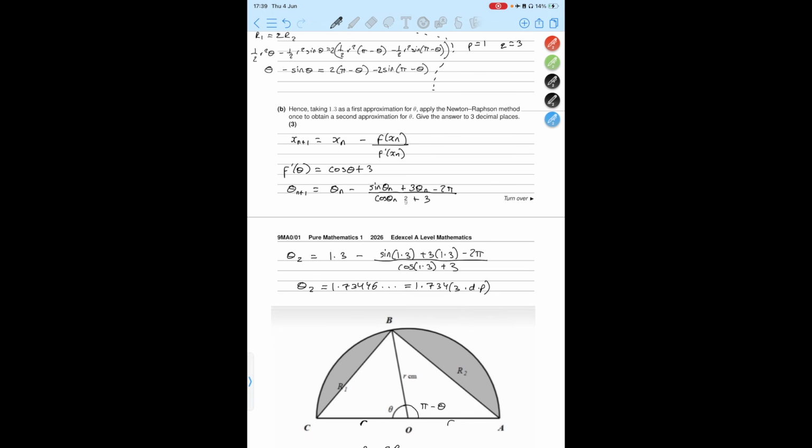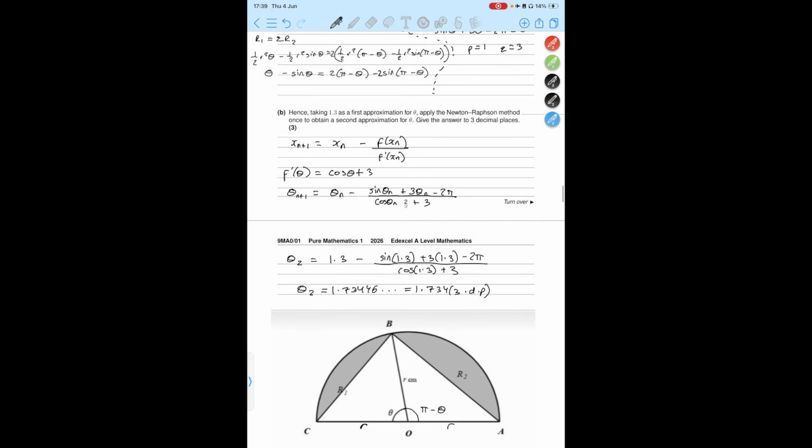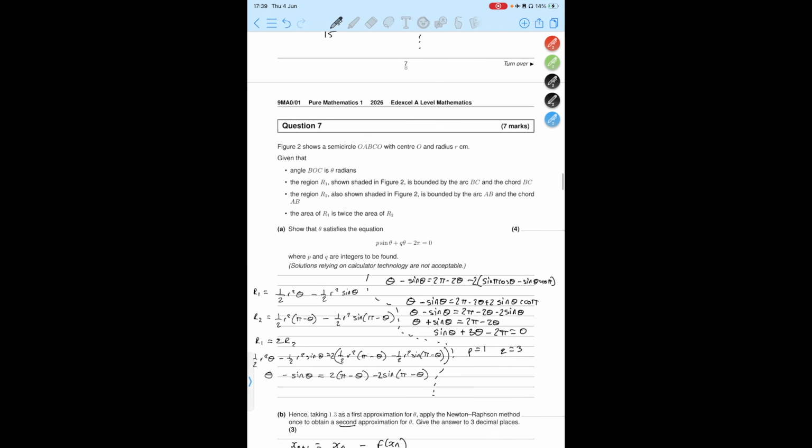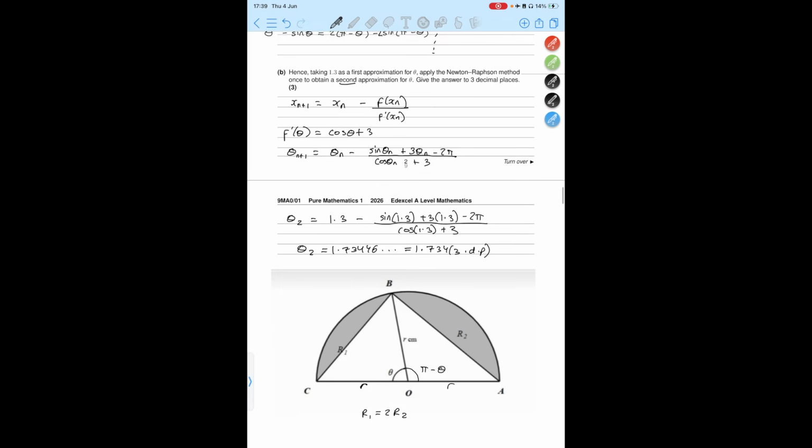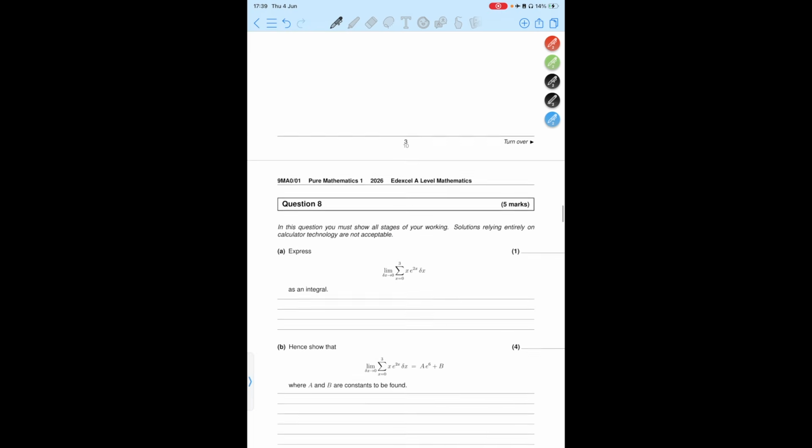Okay, and so the question only asks for one step. It only asks us to get to theta 2, the second approximation. So that would be it for question 7. Okay, so hopefully that makes sense. Let's move on to question 8 now.